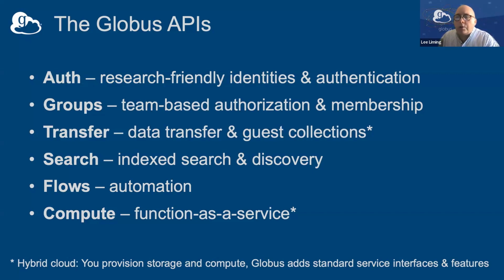So basically we host your index, and we make it possible for you to give permissions to it based on Globus IDs or groups. Flows is the automation service, and compute is the function as a service. And since that's the topic of the next two sessions, or next two segments of this tutorial, I'm not going to say a whole lot more about them.